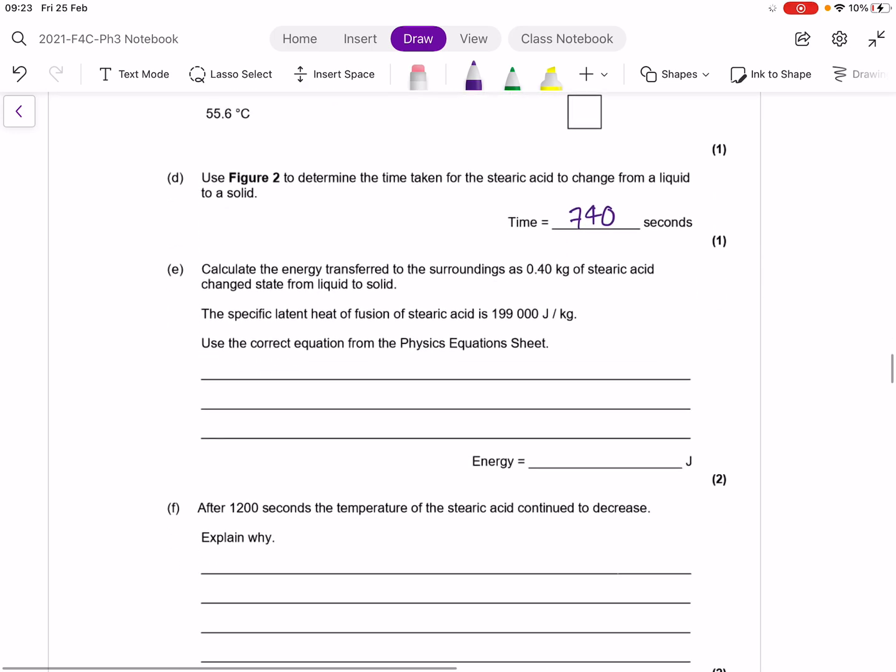No, I think it's good. Okay, find the energy transferred as this mass of stearic acid changes from solid to liquid. And we're given the specific latent heat of fusion. Okay, so this is our L value. This is our M value. The equation is E equals mL. Weirdly not on the physics equation sheet. It was on the board though. 0.40 times 199,000. I need a calculator. I'm going to use my phone as a calculator. Don't tell anyone. 0.4 times 199,000. We get 79,600 joules.